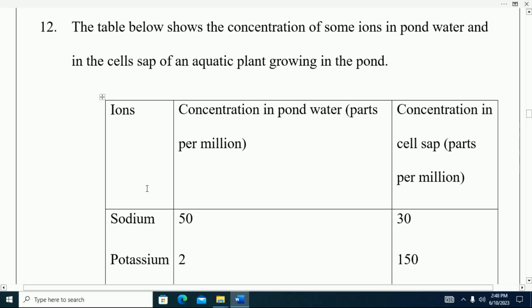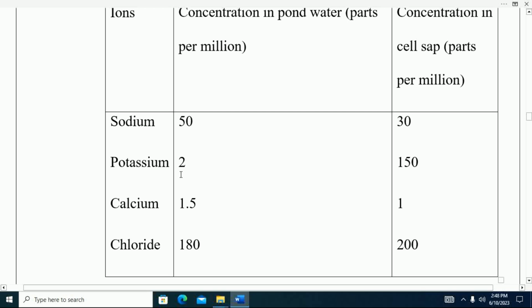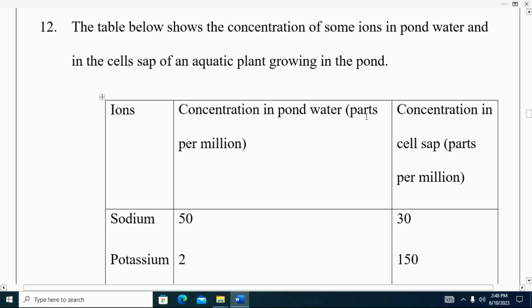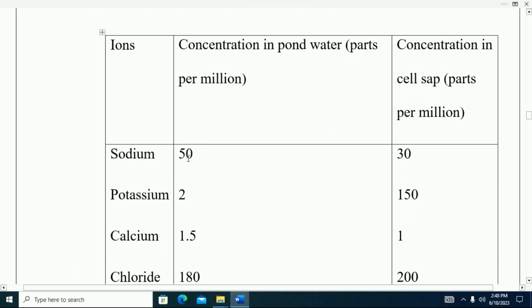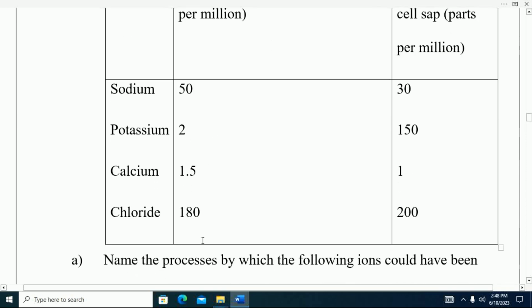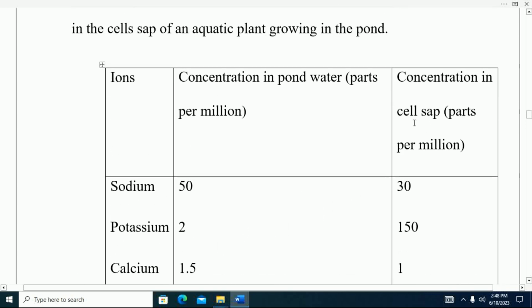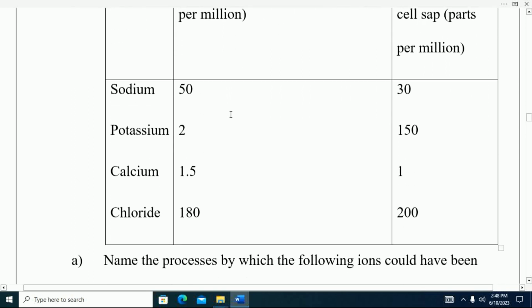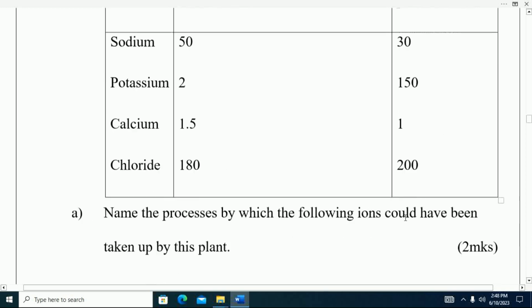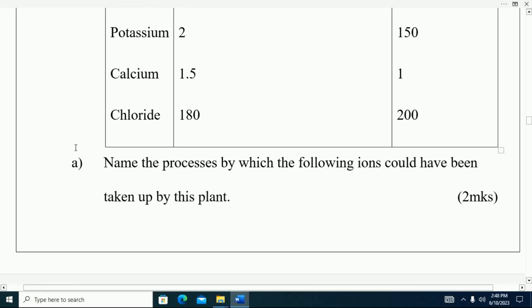So we have ions of different types. We have sodium, potassium, calcium, and chloride. We have concentration in pond water. This is how the concentration is in a pond water. Sodium is 50, potassium 2, calcium 1.5, chloride 180. In the cell sap, or in the plant, sodium is 30, potassium is 150, calcium is 1, chloride is 200.